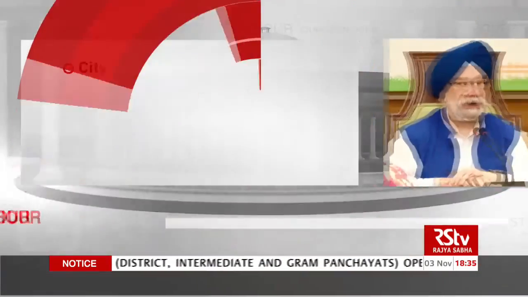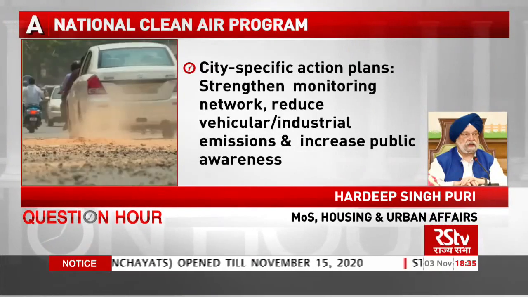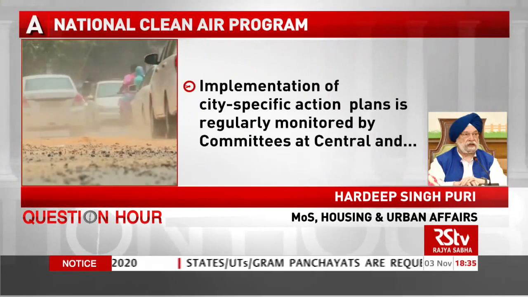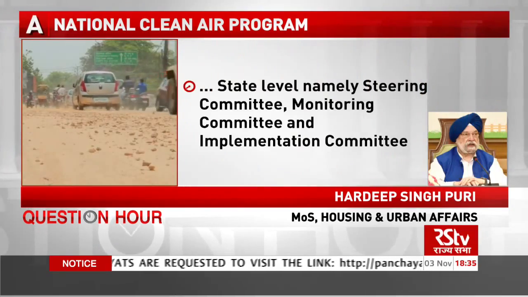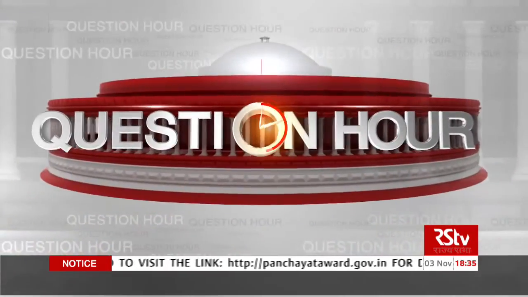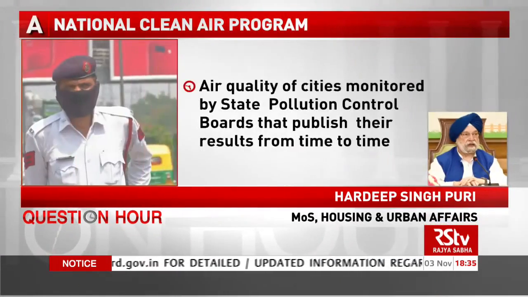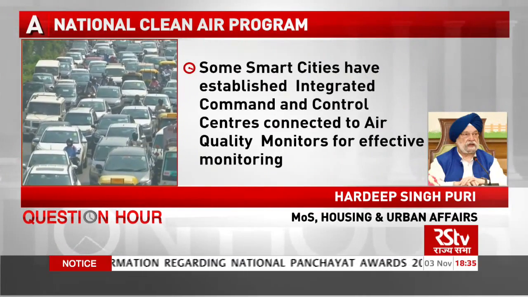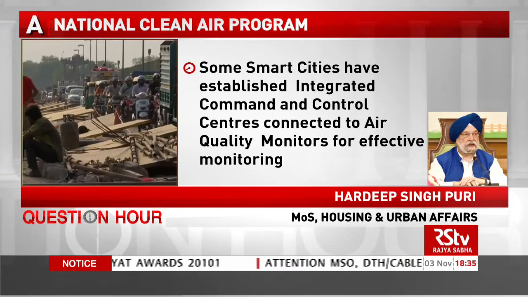Now, further in the answer, the government says that implementation of city-specific action plans is regularly monitored by committees at central and state level, namely the Steering Committee, Monitoring Committee and Implementation Committee. Now, air quality of cities is monitored by state pollution control boards which publish the results from time to time, and smart cities have established integrated command and control centers which are also connected to air quality monitors for effective monitoring.